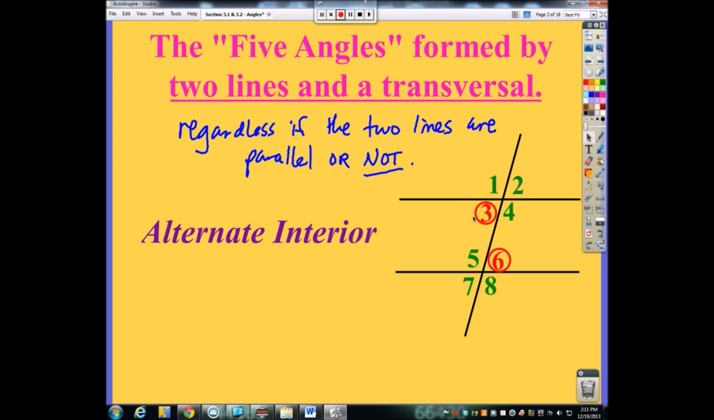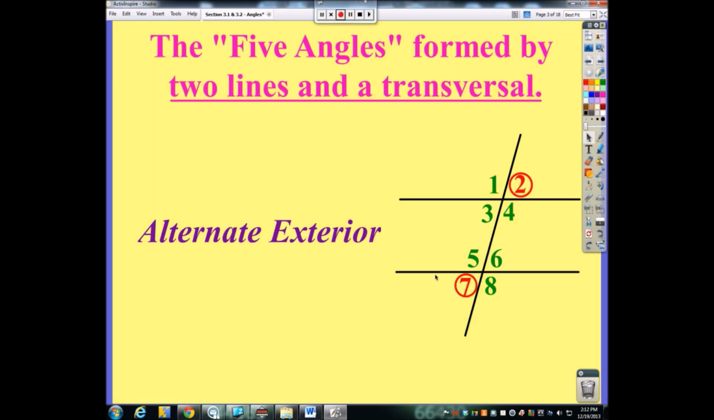Alternate interior angles look like this. We're on the interior of our 2 lines, and we're on alternating sides of our transversal. Again, when we have parallel lines, there's something special about these angles. When they're not parallel lines, then that special property is not there. Alternate exterior, same idea. It's alternating on the transversal. One's on the left, one's on the right. They're on alternating sides. And we're on the exterior of our 2 lines. There's the outside.